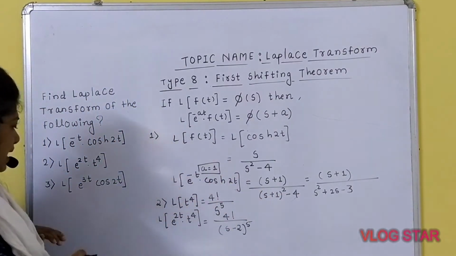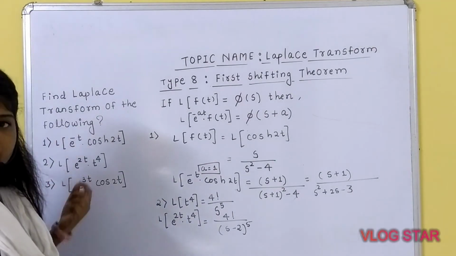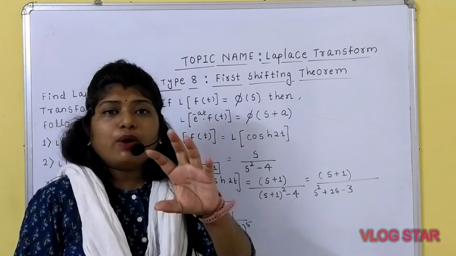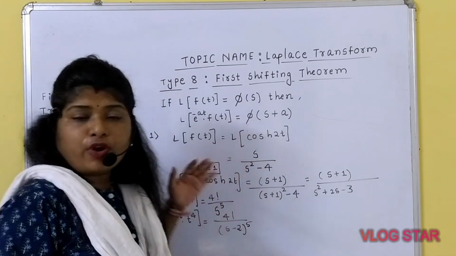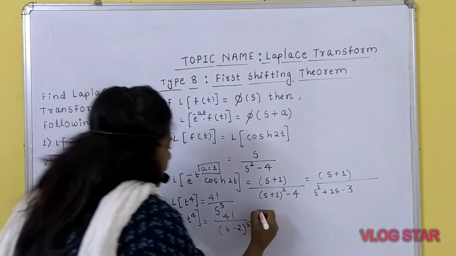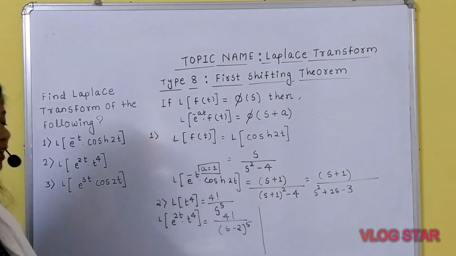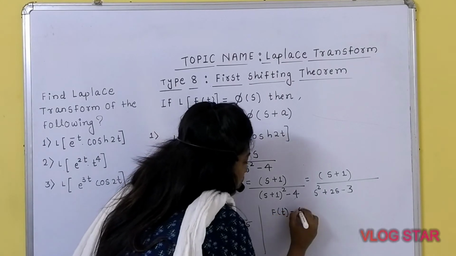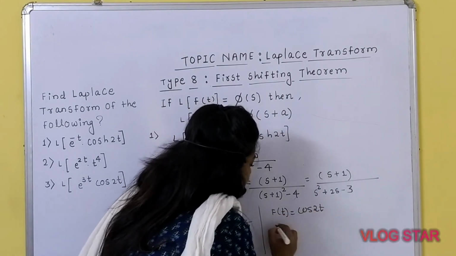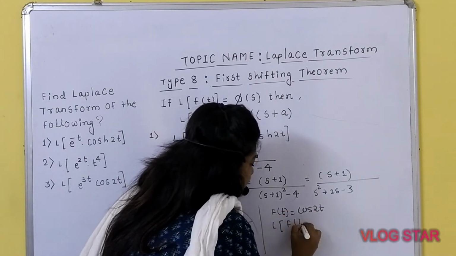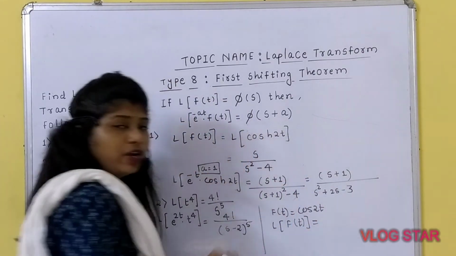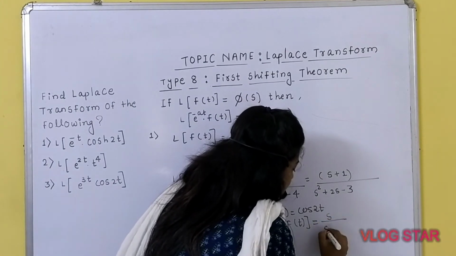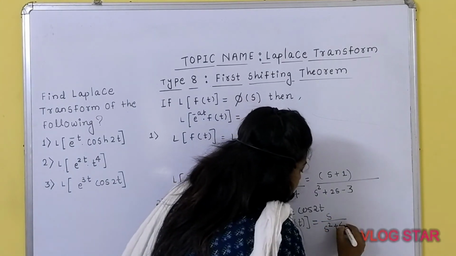Coming to the third example, what is given? Laplace of e raised to 3t into cos 2t. First you have to identify f of t from the given example. Can you identify what is f of t? F of t is equal to cos 2t. Then you need to calculate Laplace of f of t. What is Laplace of cos 2t? Yes, it can be given by s upon s square plus 4.